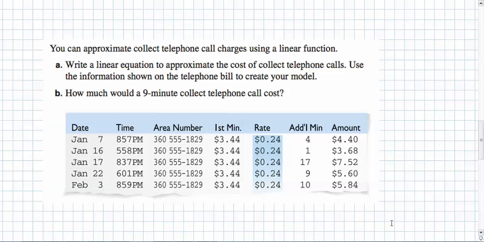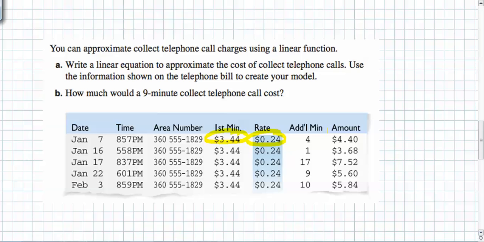Another place to start would be a word problem like this. Write a linear equation to approximate the cost of collect telephone calls. It's kind of old, huh? You don't really make collect calls anymore. Use the information shown on the telephone bill to create your model. So let's look at one line of this bill. On January 7th, the time starts at 8:57, and it tells the area number, but it's not really important to what you're looking at. The thing that's really important to notice is that the first minute is $3.44, and it costs 24 cents for every additional minute.